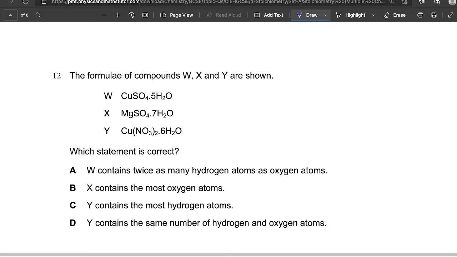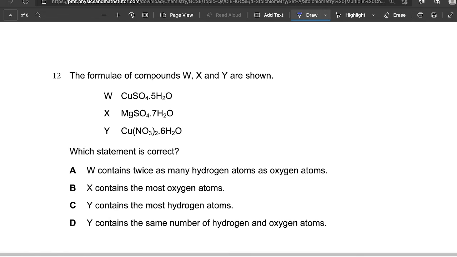It says the formula of compounds W, X, Y are shown. So we have these W, X, and Y. It says which statement is correct. Okay, so let's see. W, let's count the number of elements each one has. So here we have 1 copper, we have 1 sulfur, we have 9 oxygen. Okay, that'll take long then. Let's just look at the statements and see whether they're correct or wrong.